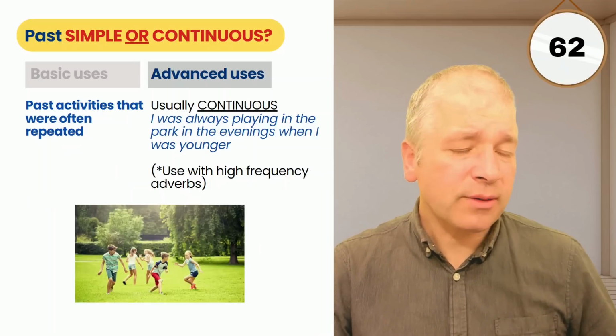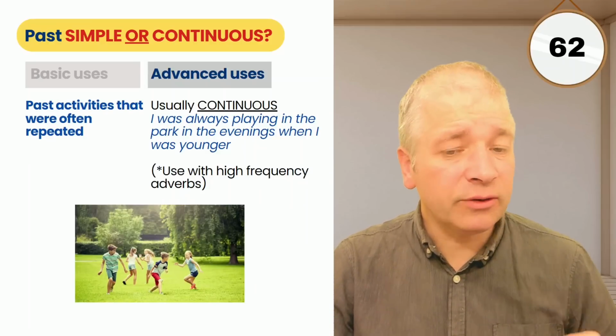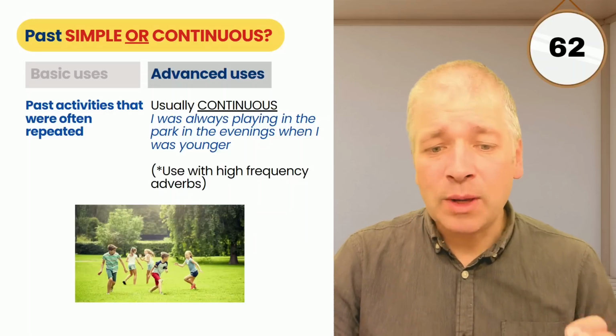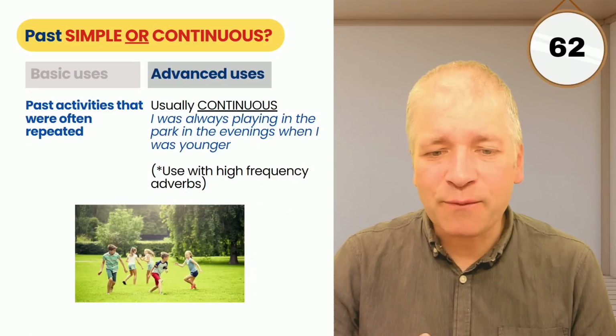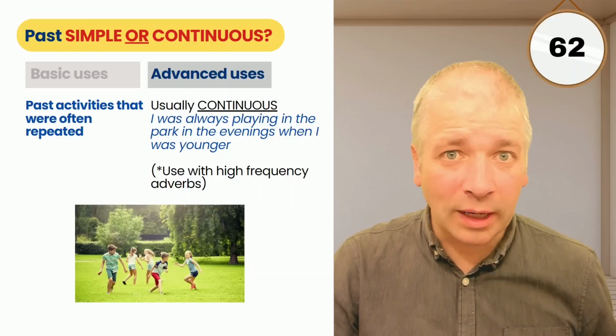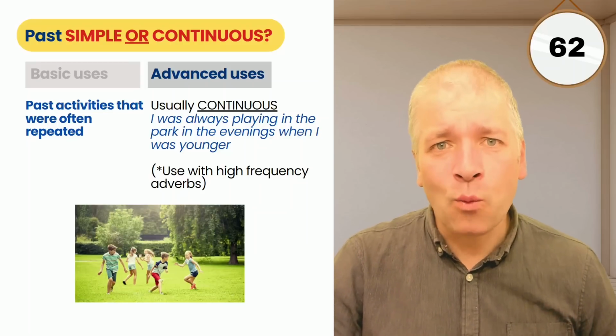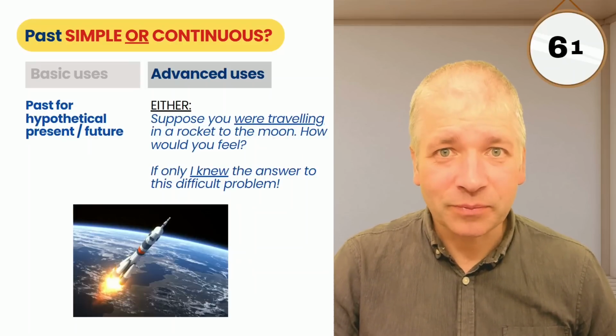If you have a past activity that was often repeated, the continuous form would be preferred here. And we particularly use this with high frequency adverbs such as always. I was always playing in the park in the evenings when I was younger.